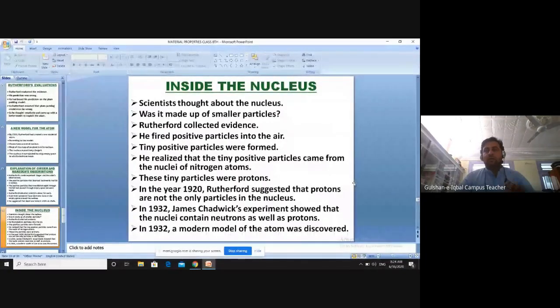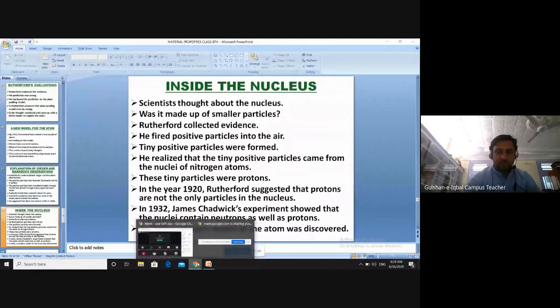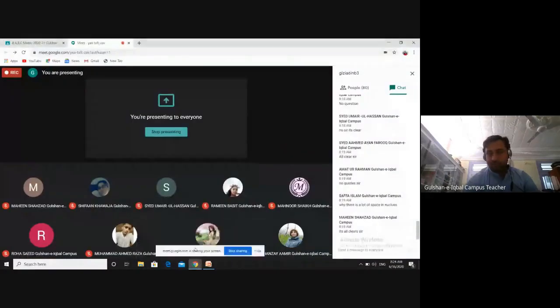So in the year 1920, 1921, proton was discovered. Before that electron was discovered, and after that in 1932 the neutron, the third particle of the atom, was discovered. And then we have discussed that in 1932 a model of atom was presented that was known as the modern model of the atom. We discussed the modern model of the atom in the beginning of this chapter. Okay, I hope it's done. If there is any question regarding the inside of the nucleus, you can ask now, so that we can move on.